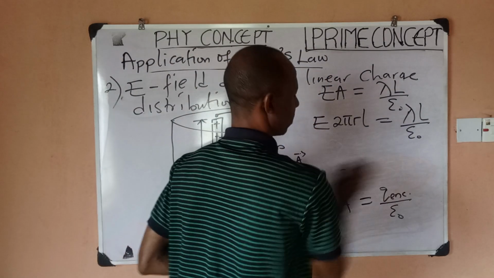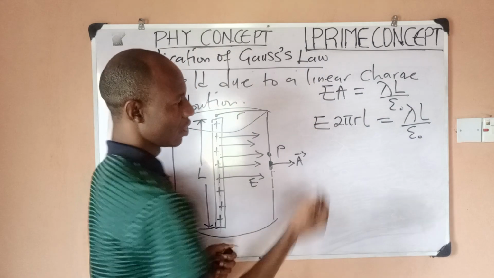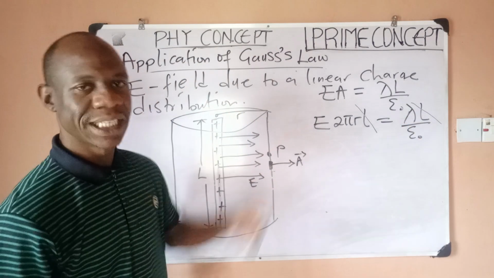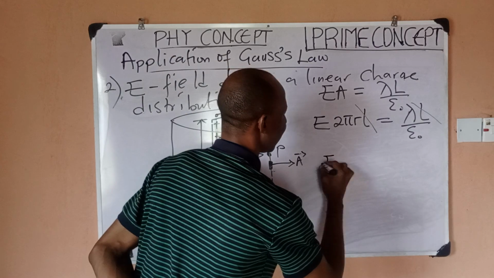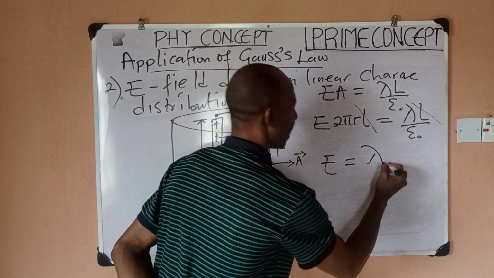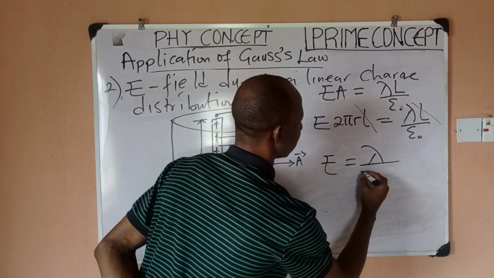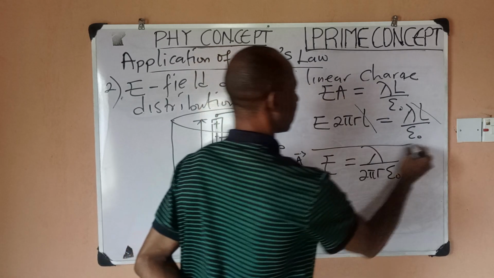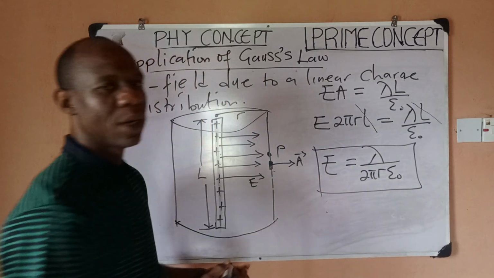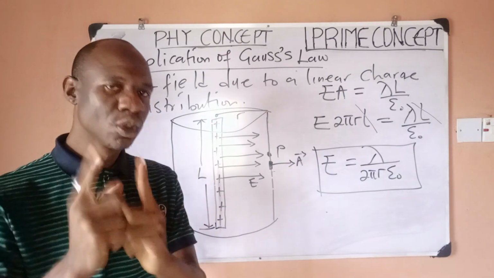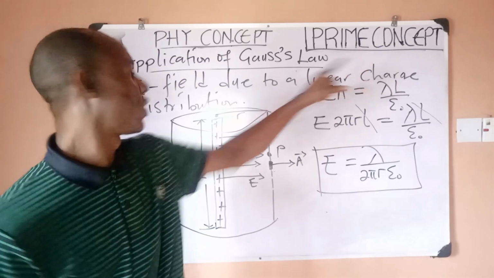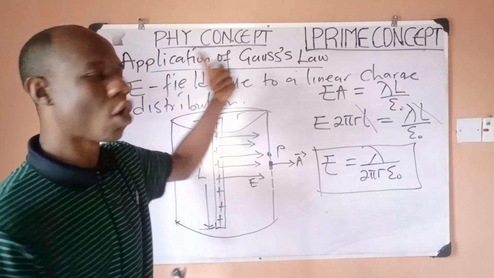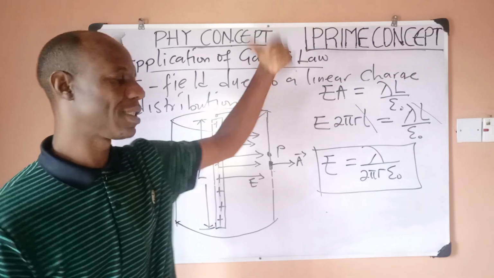So what you observe from this relationship is that L would cancel out. So if I make E the subject, I would have that the electric field is going to be lambda divided by 2 pi R epsilon naught. So this is the formula for electric field due to what? A linear charge distribution, or you can say line charge distribution.